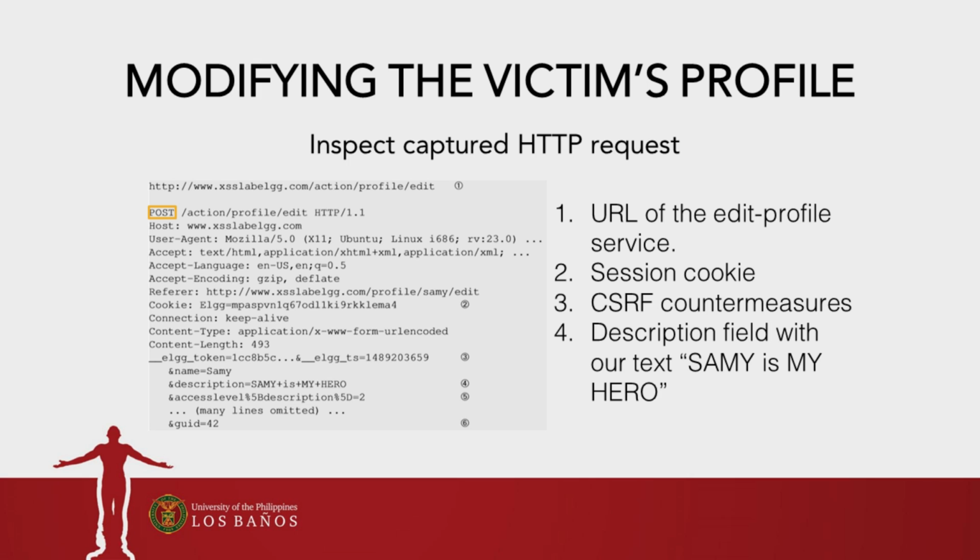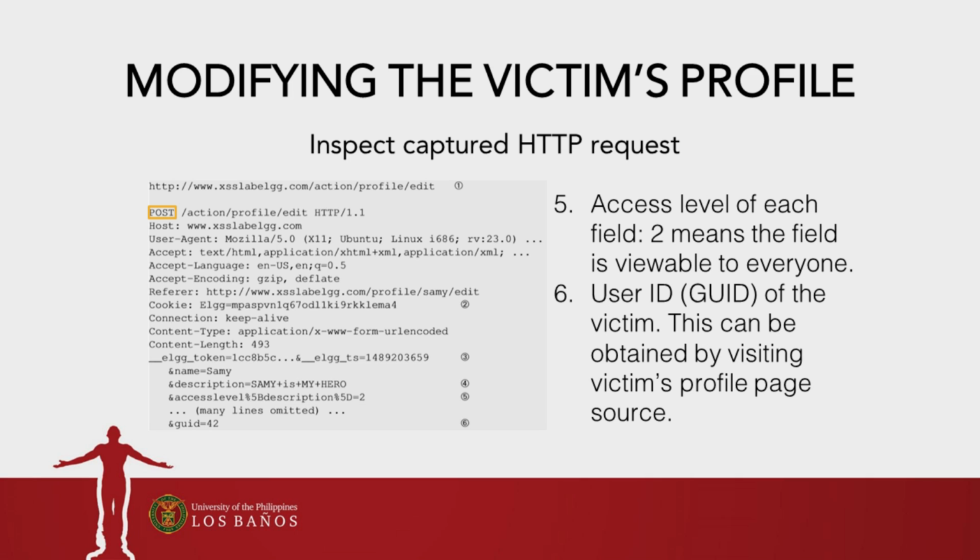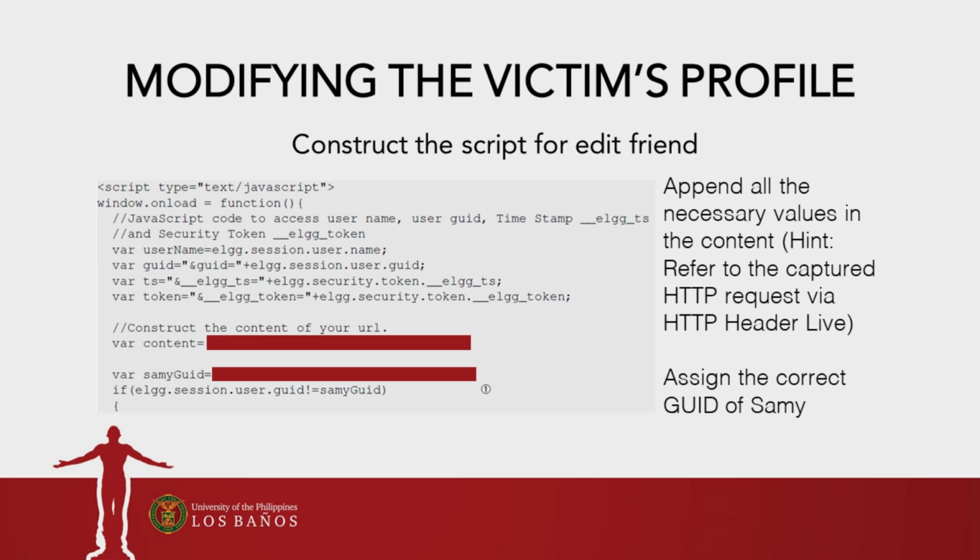The session cookie, which is set by the browser, is there, and so are the parameters LTS and LToken. The text we put in the About Me field is assigned to the description field. Every field has an access level. As for the description, it has an access level of 2, which means that the field is viewable to everyone. Lastly, the user ID is there. The user ID shown is Sammy's, since we changed his profile. Knowing all the necessary values, we can already create the malicious code.